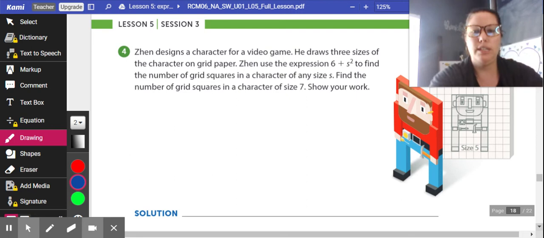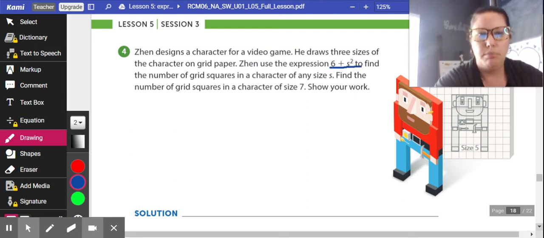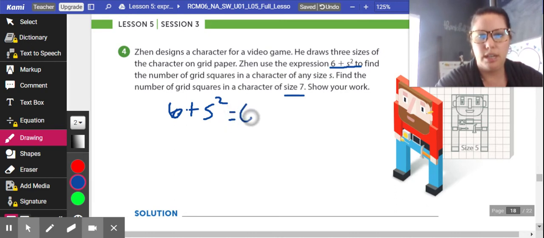Okay, so they give us the algebraic expression 6 plus s squared. Let's go ahead and write that: 6 plus s squared. Then they tell us that s is going to be 7. So now we're going to plug in 7 where we see the s. That's going to look like this: 6 plus 7 squared.